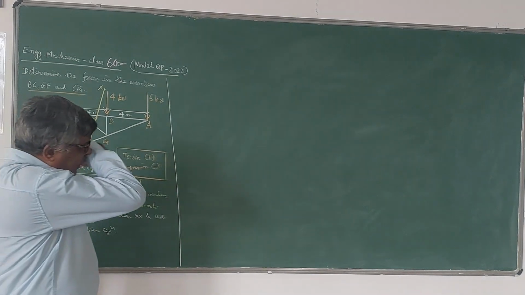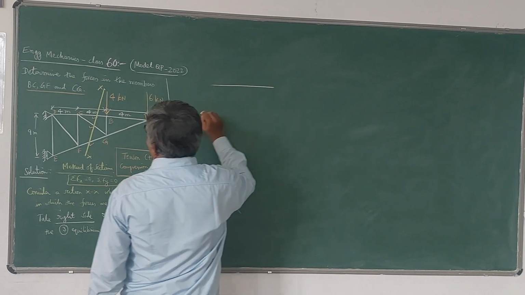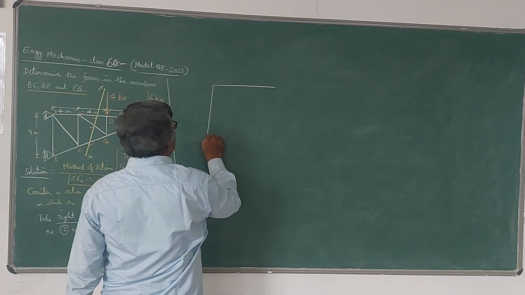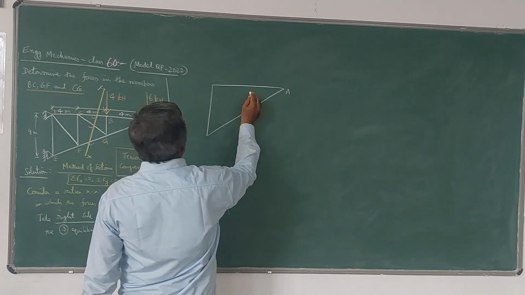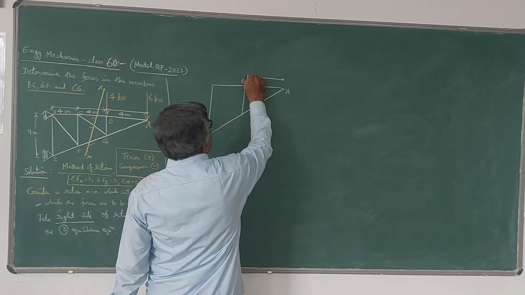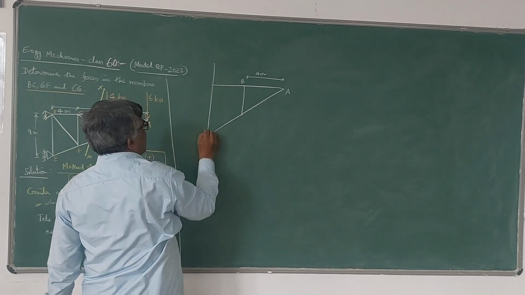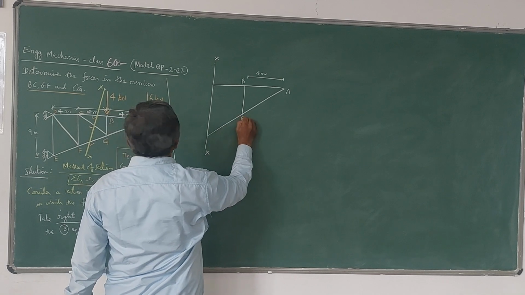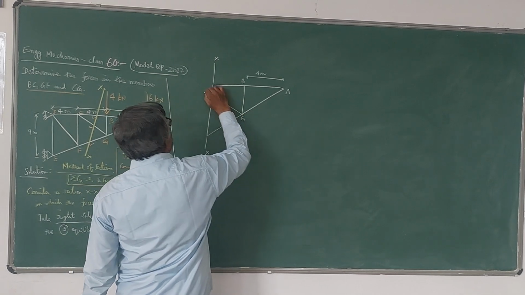So now this is the part. Now I will write only that part of the truss. It is something like this. This is A. So B is here. This is 4 meters here given, and this is the section XX. Let us take this section as XX section, and this is G, and of course it runs like this.